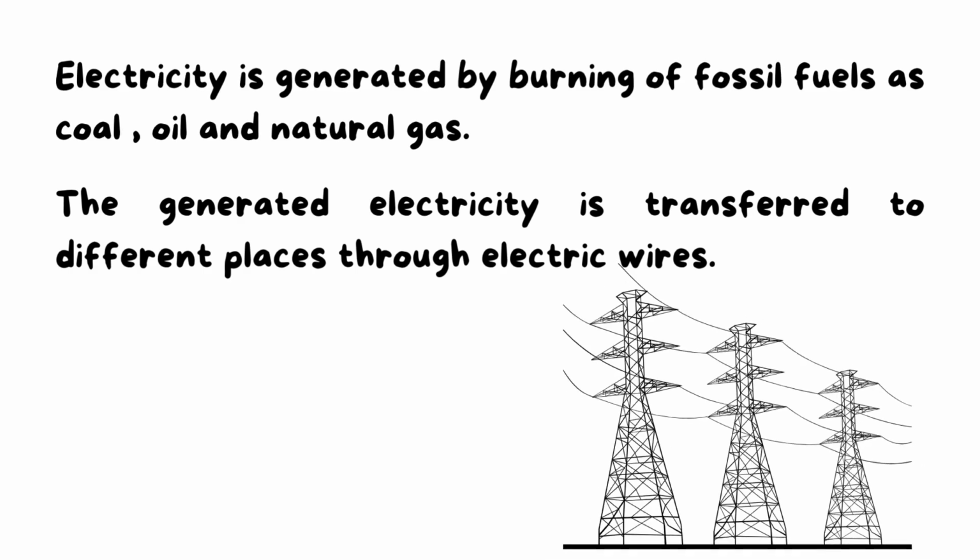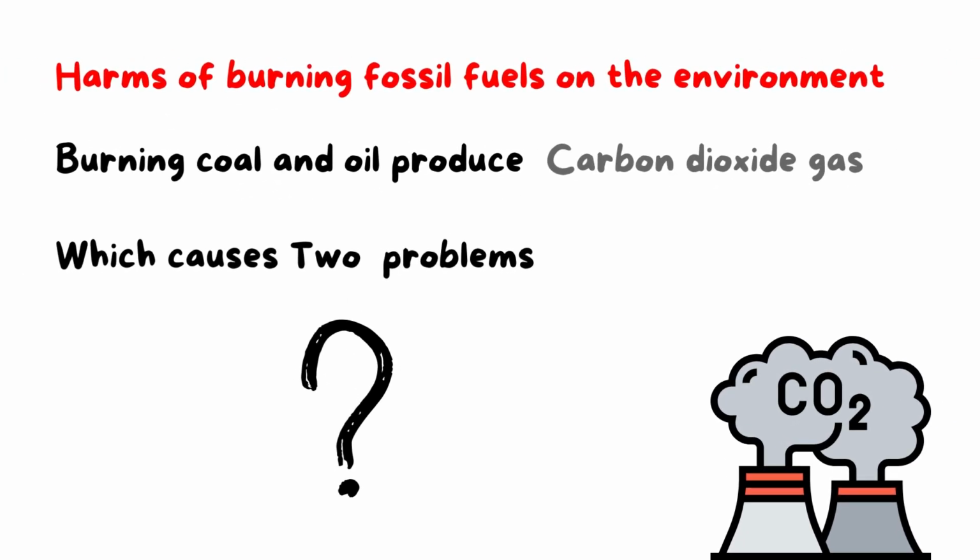But burning fuels is harmful. Now we will know the harms of burning fossil fuels on the environment. Burning coal and oil produces what? Yes, this smog is carbon dioxide gas, which causes two main problems on the environment. So burning coal and oil produces what? Carbon dioxide gas that causes problems.